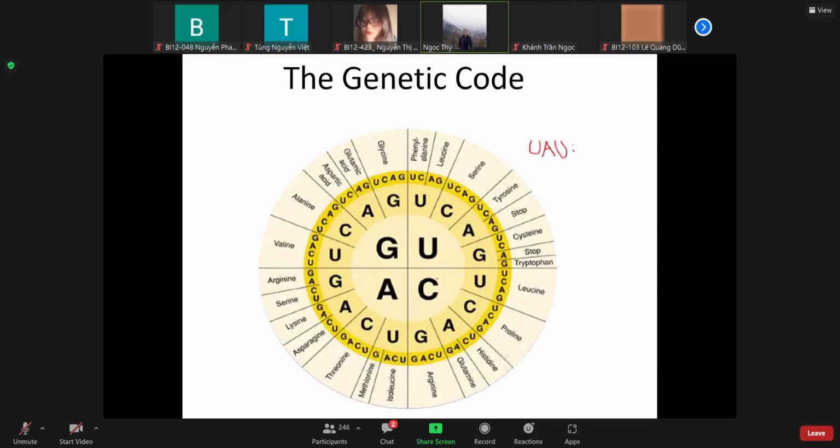how do we deal with it? So we go from the first letter here, U, and A, so we come here, and U. So that means it's encoding for tyrosine. Okay.